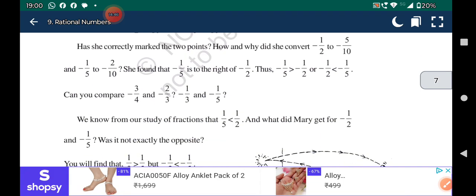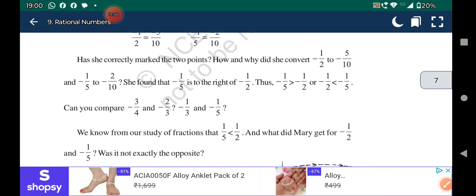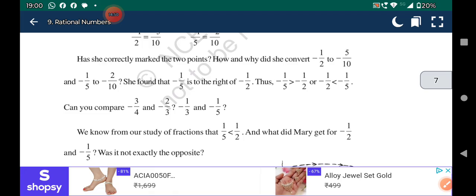Has she correctly marked the two points? How and why did she convert minus 1 by 2 to minus 5 by 10 and minus 1 by 5 to minus 2 by 10? She found that minus 1 by 5 is to the right of minus 1 by 2. Thus minus 1 by 5 is greater than minus 1 by 2, or minus 1 by 2 is less than minus 1 by 5.